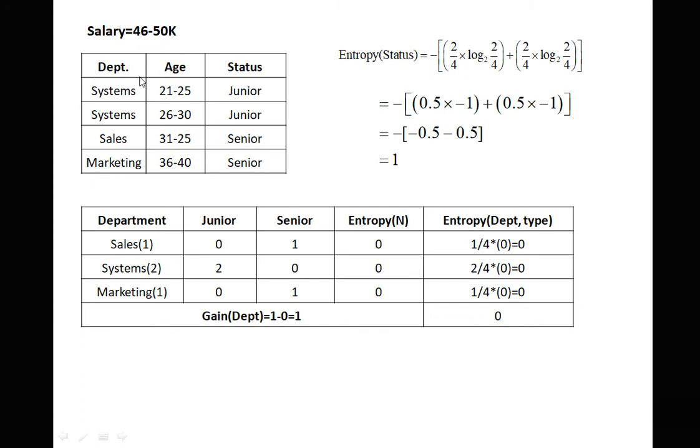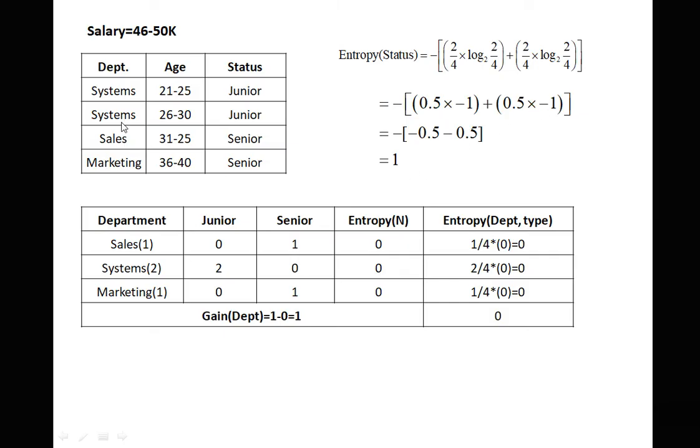Now for salary 46 to 50k, department and age. Now total 4 records are there and we require to calculate the entropy for those 4 records. Now our table is reduced from that number of records to only 4 records, as junior, junior, senior, senior, equiprobable, so entropy is 1. Even by the calculation we can prove that the entropy is 1.